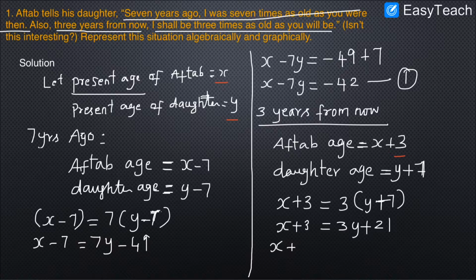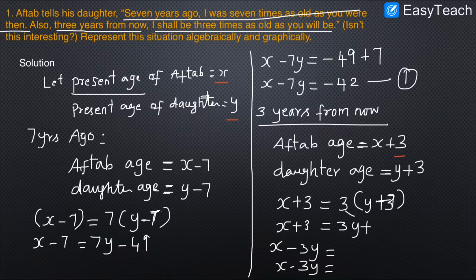x minus 3y equals 21 minus 3, which gives me x minus 3y equals, sorry, I made a mistake here. Sorry for that. Sorry for the inconvenience. So here the daughter's age would be y plus 3. So here also 3 and 3. I made a mistake unknowingly.